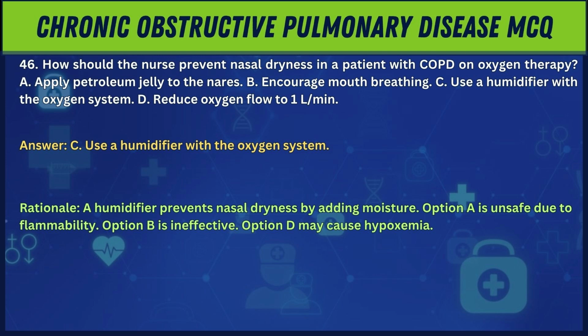Answer: C. Use a humidifier with the oxygen system. Rationale: a humidifier prevents nasal dryness by adding moisture. Option A is unsafe due to flammability. Option B is ineffective. Option D may cause hypoxemia.